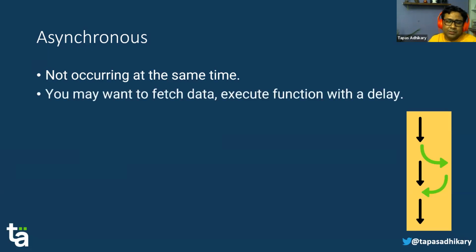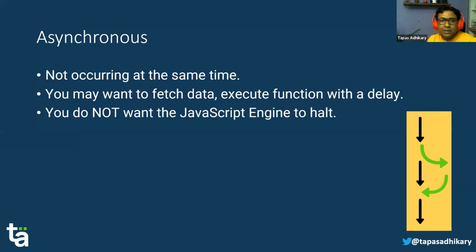And why? Because once you are performing certain operations, for example, fetching some data from the server, from the file system, or from any other place, you don't want your code execution to be halted. You don't want your application to look completely frozen. That is the reason some amount of asynchronous mechanism handling is required in the language. Of course, you do not want the JavaScript engine to halt.